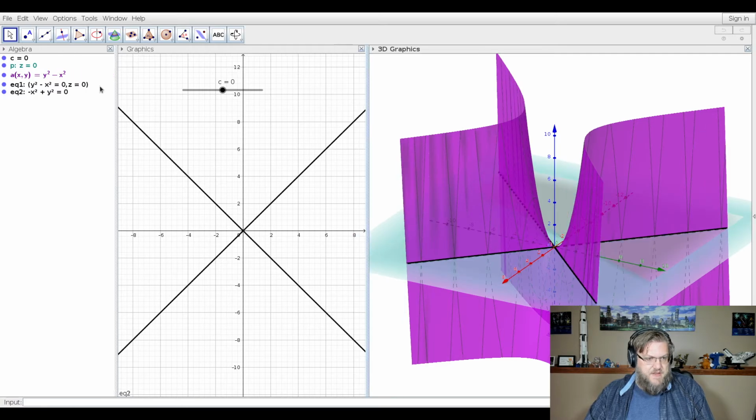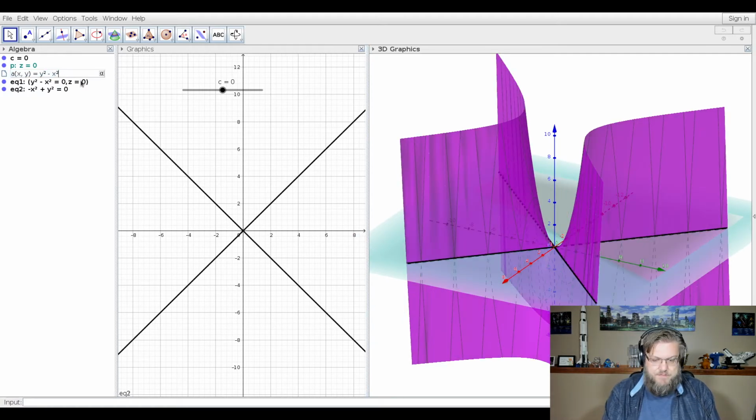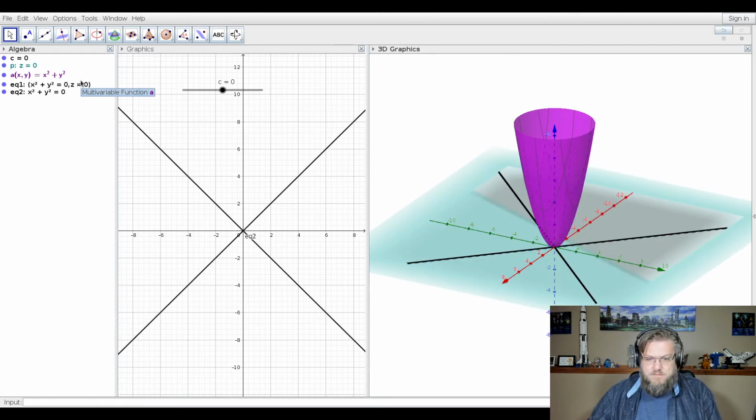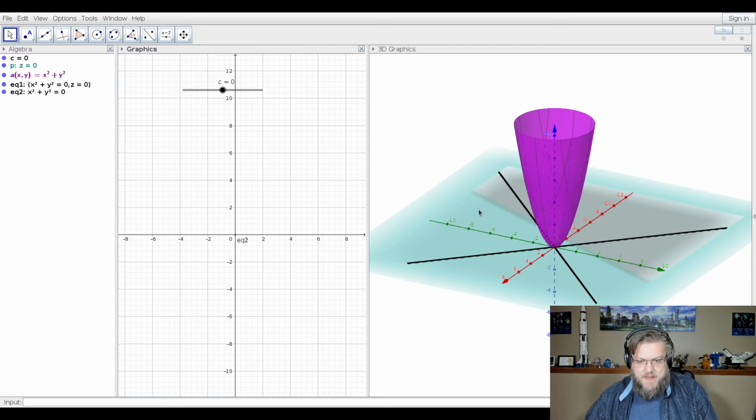Yes. Okay, let's try. I'm going to not start with a crazy complicated function. Let's start with a parabolic bowl like that.